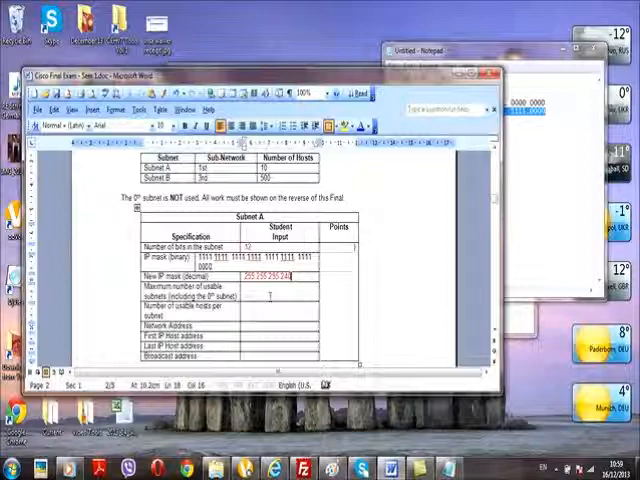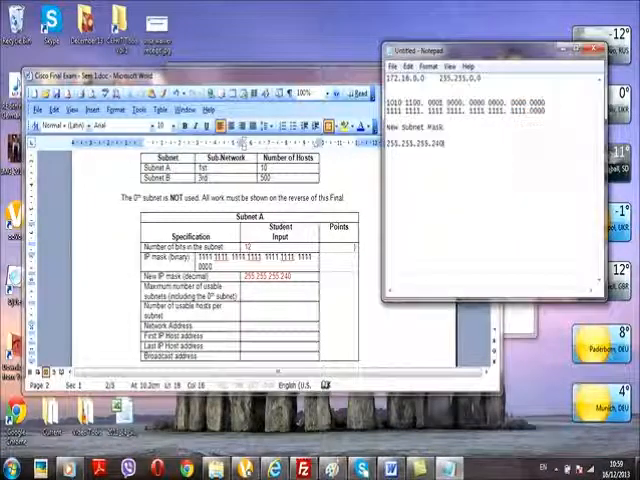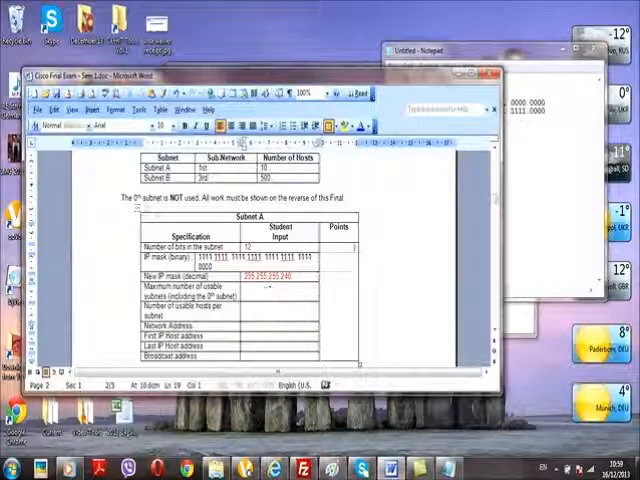Maximum number of usable subnets. Again, we can look at this. In my subnet portion, I've got 8 bits here, and I've got another 4 bits here. So I've got 12 bits in total. So 8 would give me 256 usable subnets. Then we've got 512, 1024, 2048, 4096. So that's just doubling up.